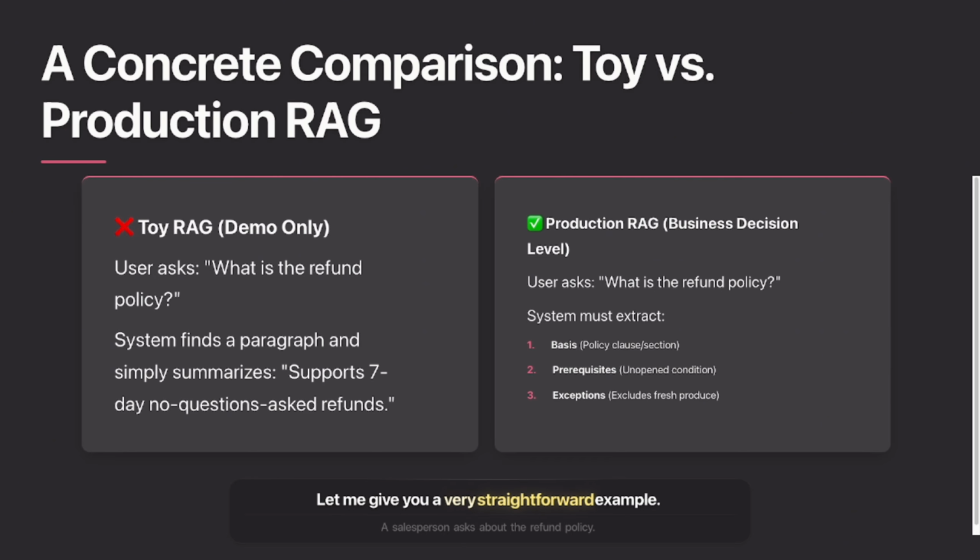Let me give you a very straightforward example. A salesperson asks about the refund policy. A toy RAG just says, "Yes, you can." But can you make a real business decision based on that? No. A production-grade RAG has to tell you what rule this is based on, what the prerequisites are, and what the exceptions are. All three elements are non-negotiable.